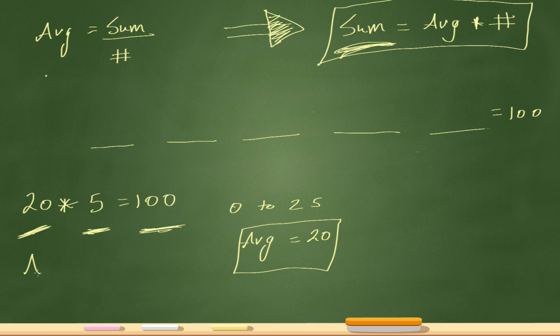I remember learning this phrase: average times number equals total. So it's called ANT, A-N-T. Average times the number equals the total. So I know that this plus that plus that plus that must equal 100.